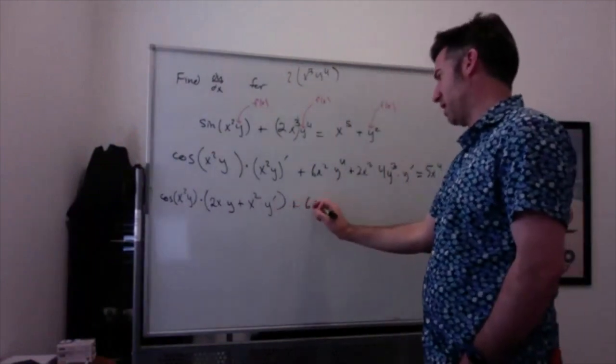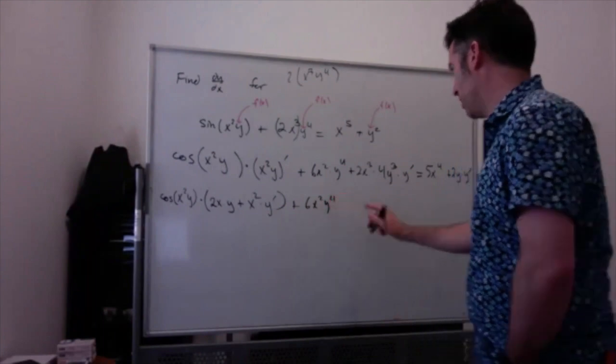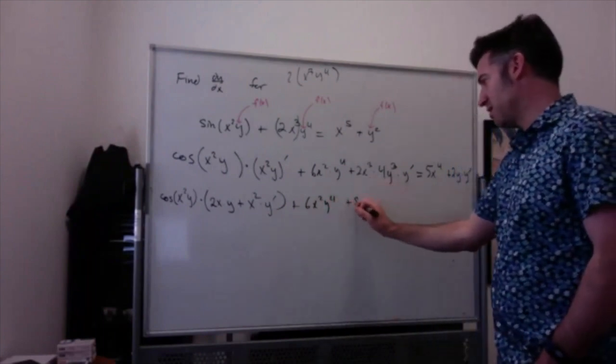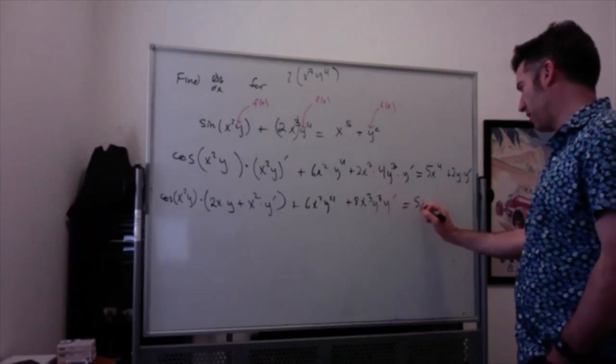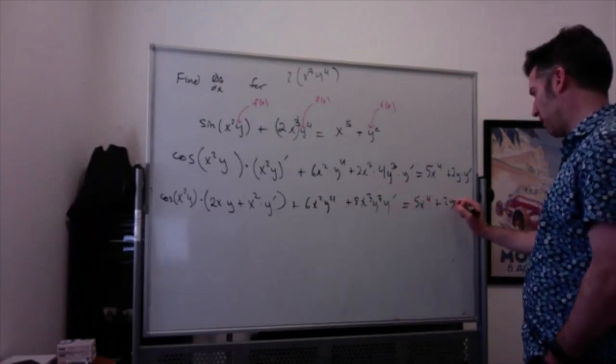This is 6x squared y to the fourth. This is 2 times 4 is 8x cubed y cubed y prime, equal to 5x to the fourth plus 2y y prime.